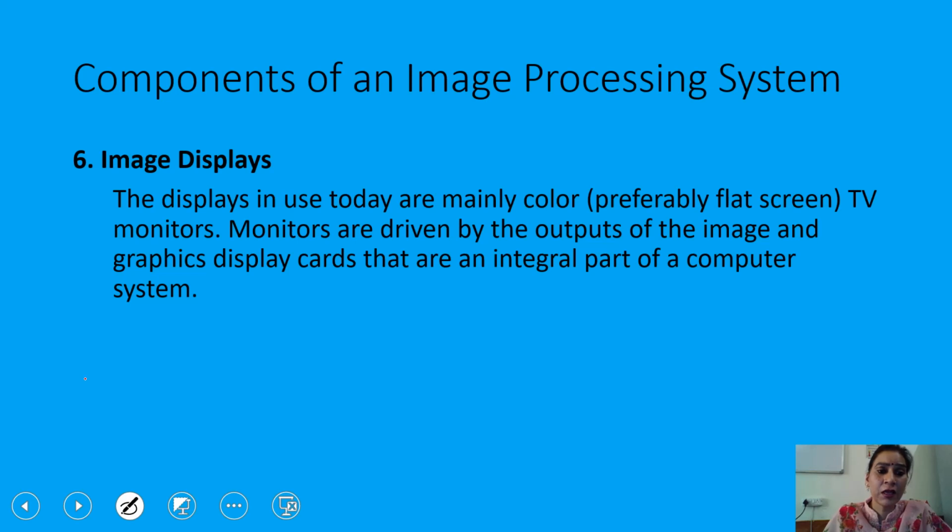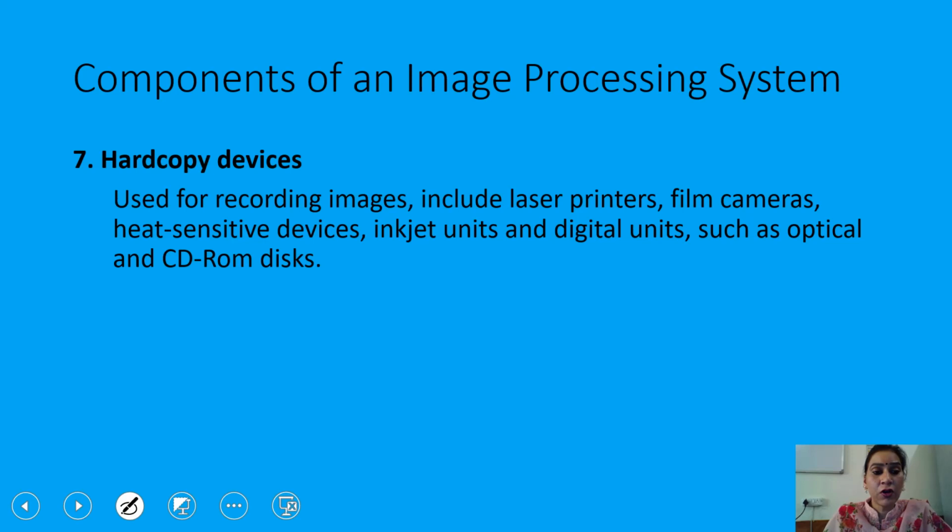Then image display. The displays in use today are mainly color. We are using color display screens, TV monitors. Monitors are driven by the output of the image and graphics display cards that are an integral part of a computer system. Then hard copy devices used for recording images include laser printers, film cameras, heat sensitive devices, inkjet units, and digital units such as optical and CD-ROM discs. So these are the hard copy devices.